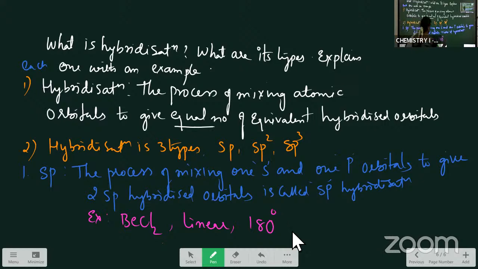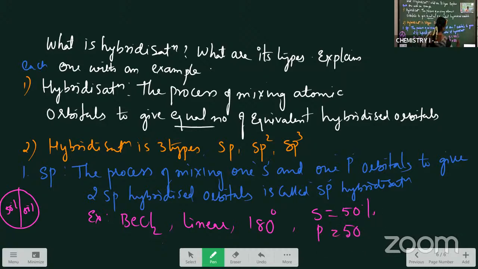Now, what is the S character here? So total you assume as 100. 100 में से 1 S है, 1 P है, मतलब equal ratio 1:1. Half is S, half is P. So half मतलब 50% is S, 50% is P. S का percentage कितना रहता है ऑर्बिटल में? 50% and P is 50%. उसके बाद आपको डायग्राम्स भी डालना है. ओके, प्लीज कॉपी डाउन दिस.